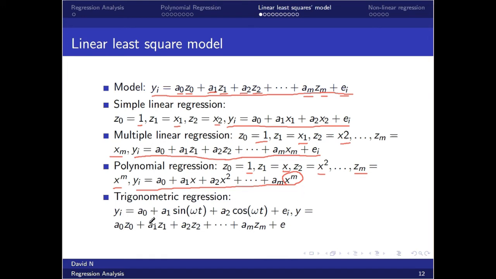Similarly, when we consider the trigonometric regression, there we have a constant added together with a1 times sine of omega t, a2 times cos of omega t, plus an error term. We can represent this: there is a 1 over here, a0 is multiplied with 1. 1 can be said to be equal to z0, sine omega t can be said to be equal to z1, and cos omega t is said to be z2. In that way, we'll be able to represent such a trigonometric series in terms of a linear least squares model.